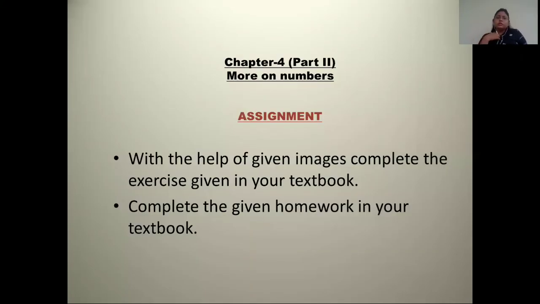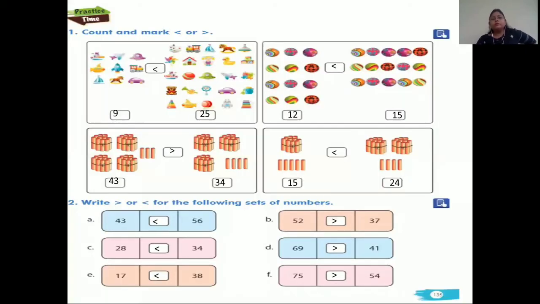So children, this is our second part of More on Numbers. Here the assignment is, with the help of given images, complete the exercise given in your textbook. And after that, with the help of the given images, you have to complete your homework. Okay, so moving forward, the first one is count and mark. We already discussed how we can put the marks, which one is smaller and which one is larger. The method is, firstly you have to count the numbers and then you have to put the symbols.